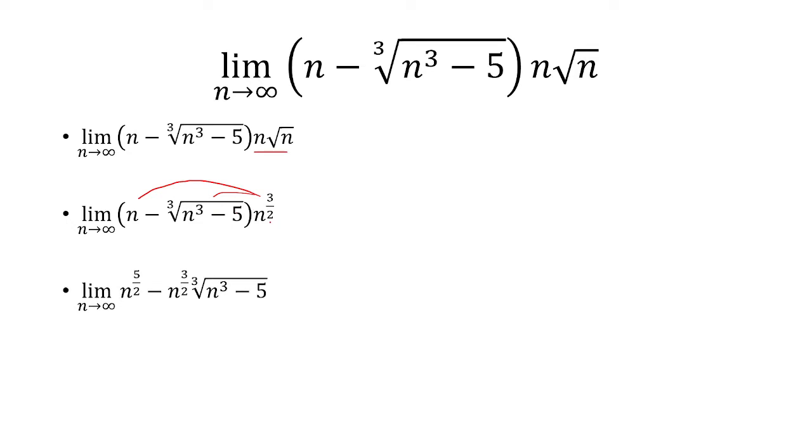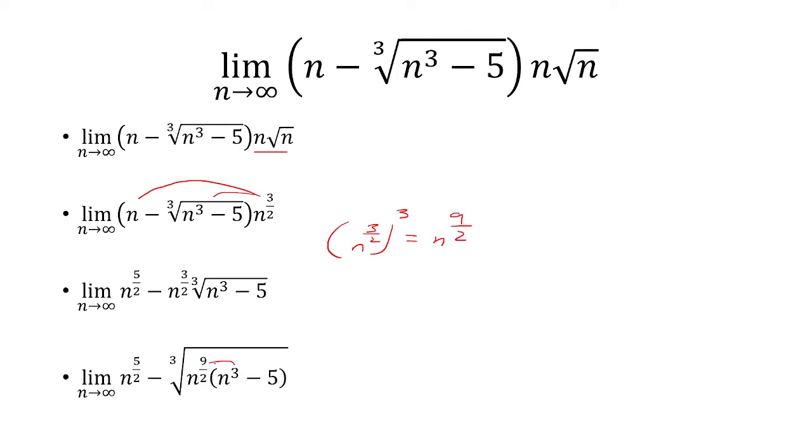So n times n to the 3/2 is n to the 5/2. And then I'm just going to put the n to the 3/2 in front of the cube root. And then what I'm going to do is bring this inside the cube root. So if I want to bring it inside the cube root, that means I have to cube it. So you apply the opposite. The opposite of cube root is cubed, so we do n to the 3/2 cubed, which is just n to the 9/2.